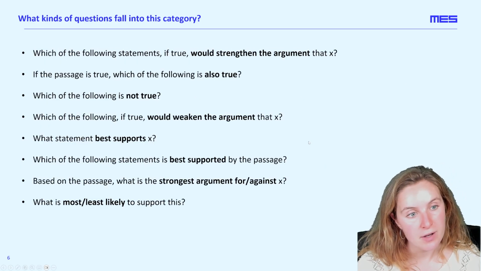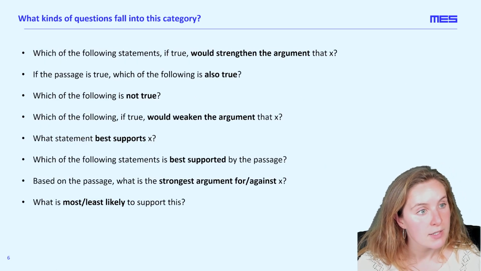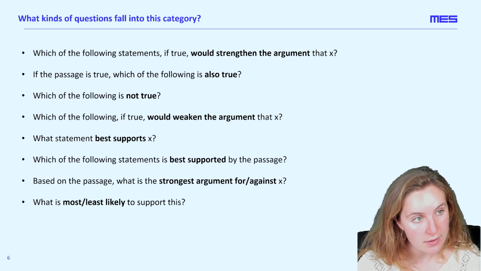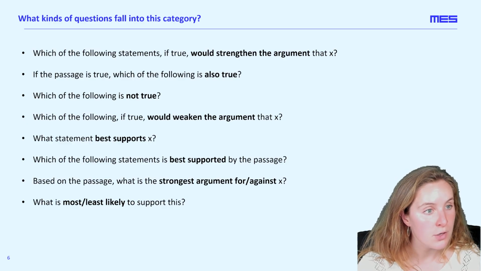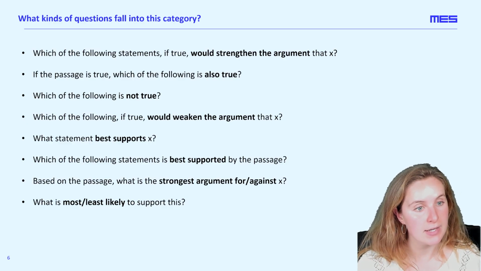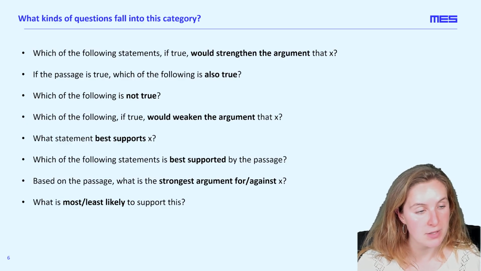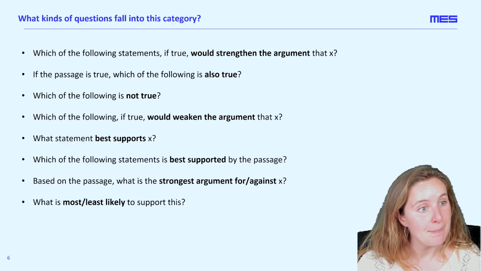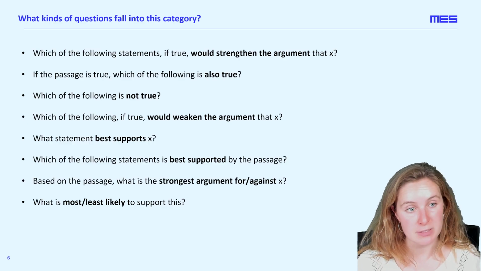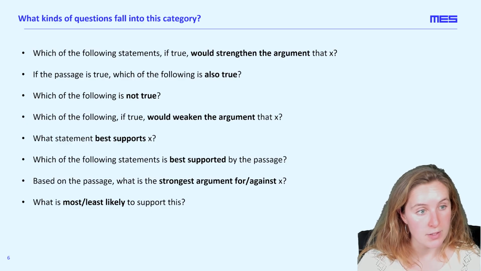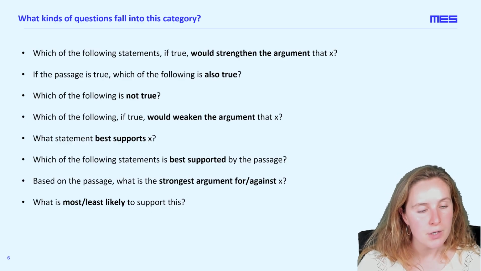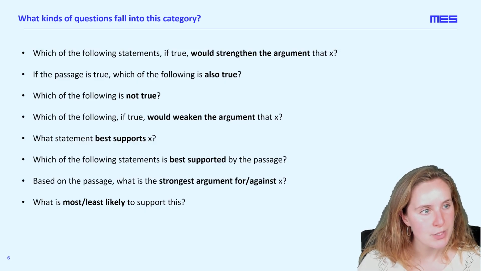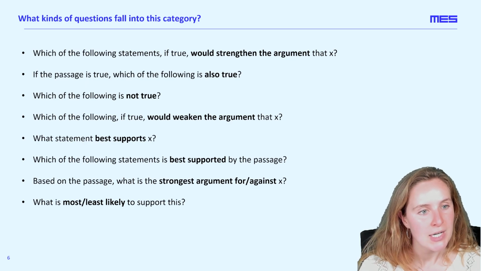This is what this type of question looks like. So, which of the following statements, if true, would strengthen the argument? If the passage is true, what else could be true? What is not true? What would weaken the argument based on the information in the passage? What statement best supports it? Which of the following statements is best supported by the passage? The strongest arguments for or against something, or the most or least likely to support something. Notice a couple of things here: it says best supported, or if the passage is true.